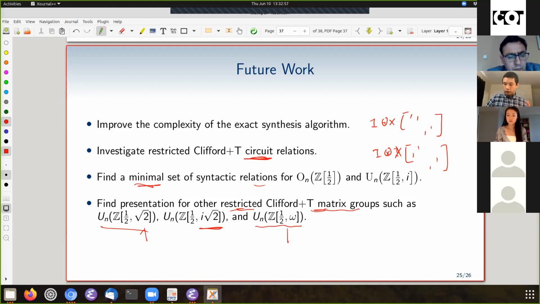And the largest group here is actually not restricted Clifford. This is the Clifford plus T, the corresponding group for the Clifford plus T circuit. For this one, we did some work, but as I mentioned, we cannot find many finite cases for this group.